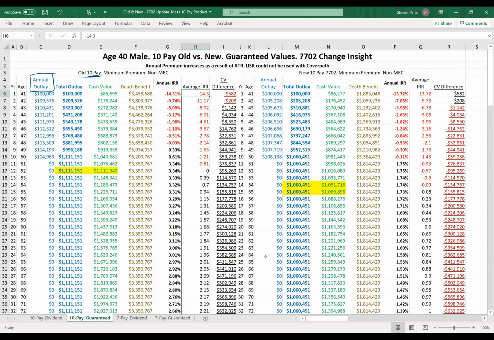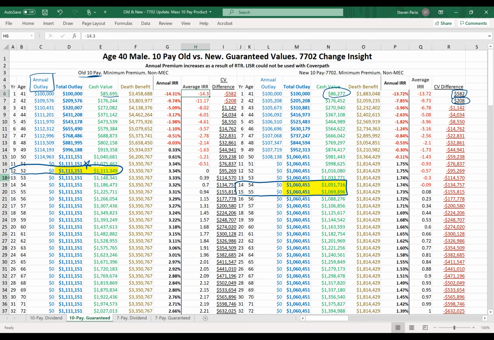But what do you notice here based on the guarantees? 85, about 86% right off the bat. New product, lower term rider. So we see $582 more in the new product in year one. Year two, you see $200 more. From that point forward, what do you notice? Break even based on the old product, year 12. Based on the new product, year 15. Now we've paid in about 50 grand more to cover the cost of the term rider only.